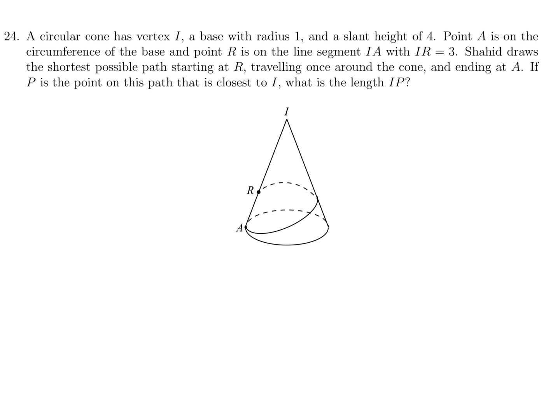A circular cone has vertex I, a base with radius 1, and a slant height of 4. Point A is on the circumference of the base, and point R is on the line segment IA with IR equals 3. Shahed draws the shortest possible path, starting at R, traveling once around the cone and ending at A. If P is the point on this path that is closest to I, what is the length IP?